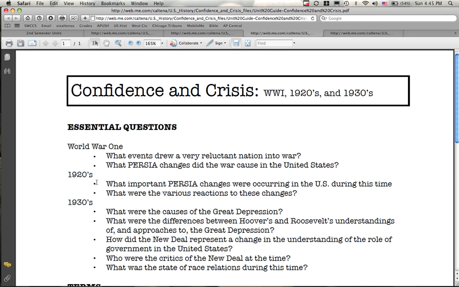For the 1920s, what PERSIA changes were occurring during this time? Political, economic, religious, social, intellectual, artistic. Normalcy for the P. Normalcy here. Laissez-faire for the E. Fundamentalism for the R. Great migration and some of the changes going on with women for the S. And then A, Harlem Renaissance and so on.